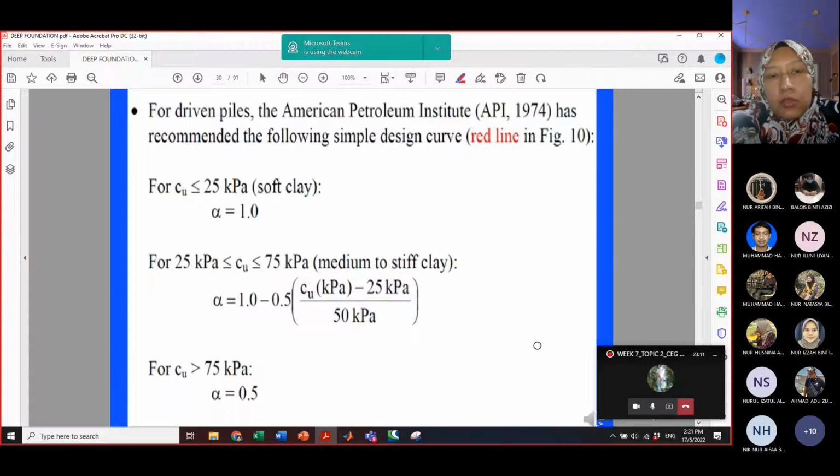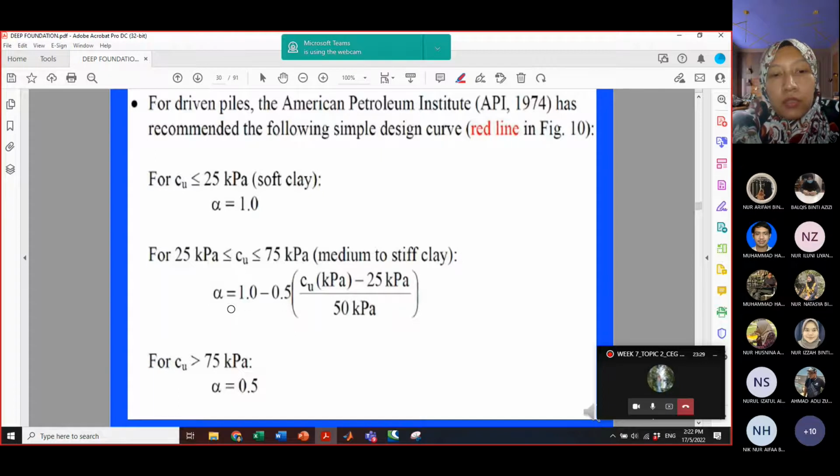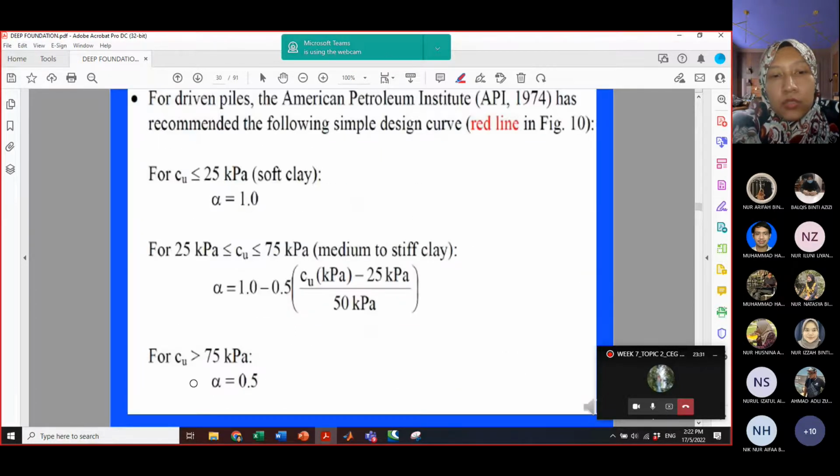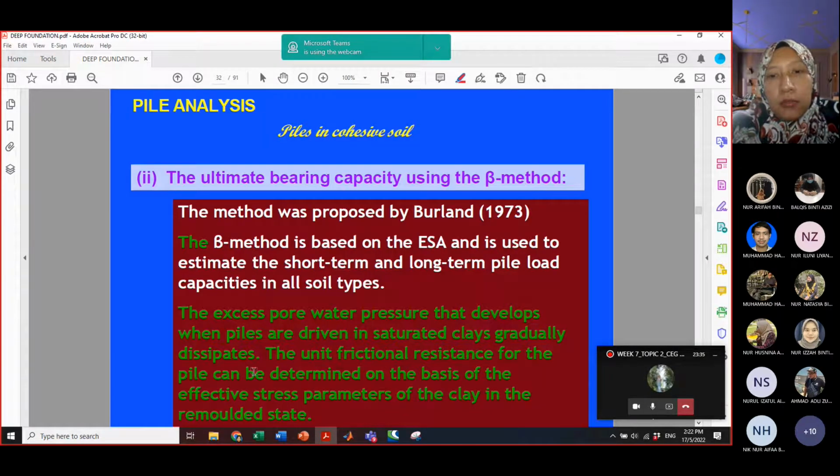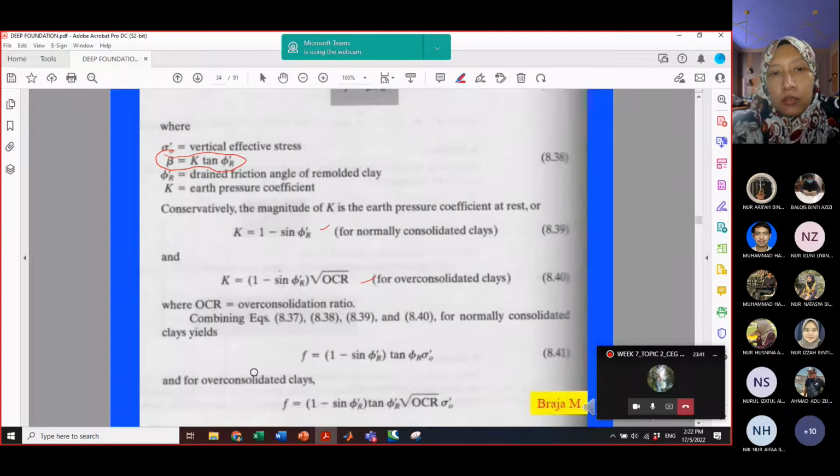Okay, it also recommended the values for alpha if the undrained coefficient is less than 25 kPa, and if you have the undrained coefficient within the range 25 to 75, this is how you can get the alpha or addition factor unit, as well as if you have an undrained coefficient of more than 75 kPa. Okay, this is the beta method. This I have also explained just now. Okay, in the beta method, it depends on the soil type. This is what I explained just now.